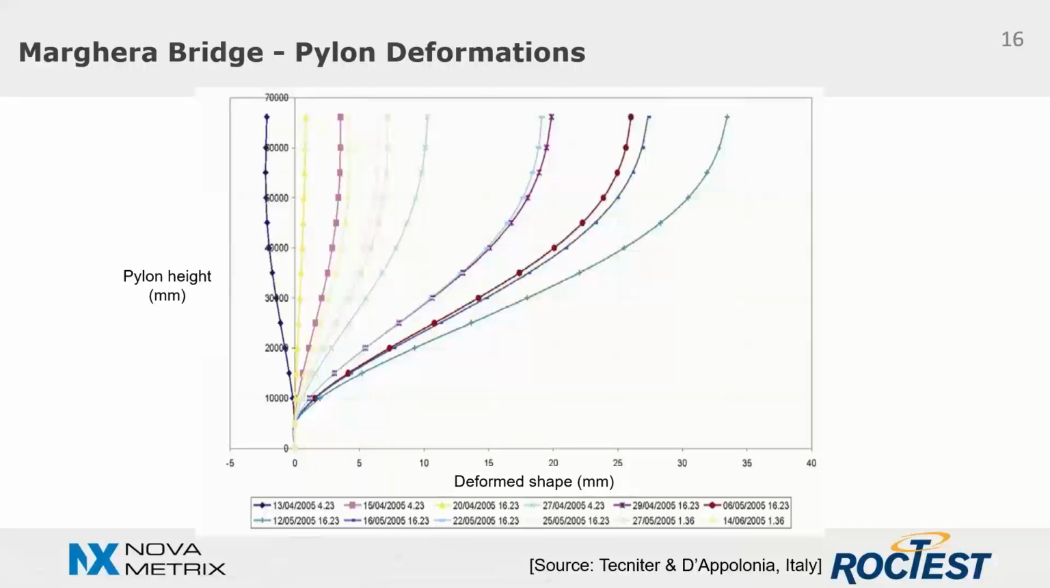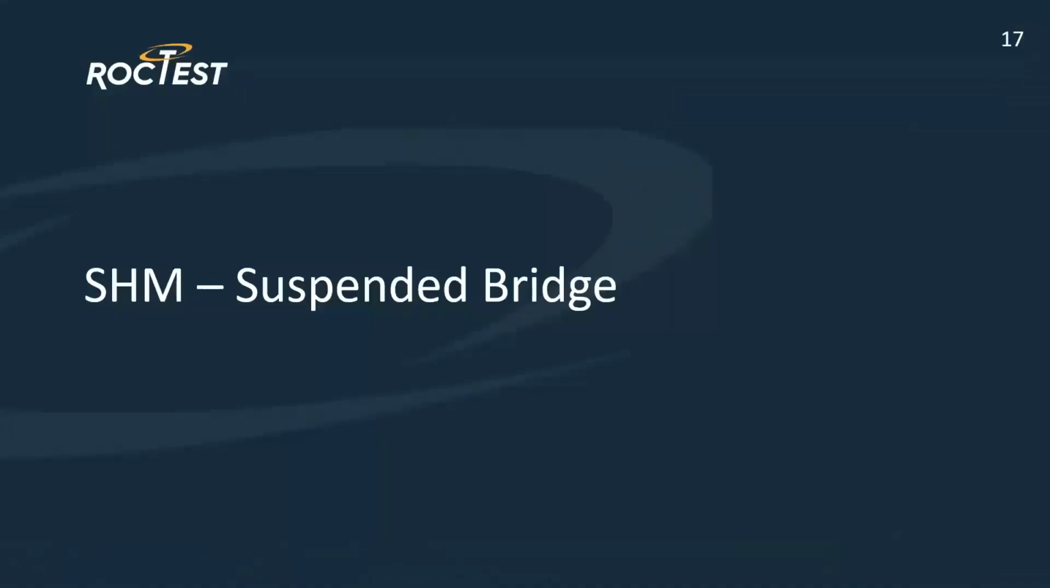Here we can see the deformed shape of the pylon during the first tensioning phase. So we can see the pylon height as a function of the deformed shape, which is given in millimeters. So we can see a nice deformed shape that was measured again during the first tensioning phase of the pylon.